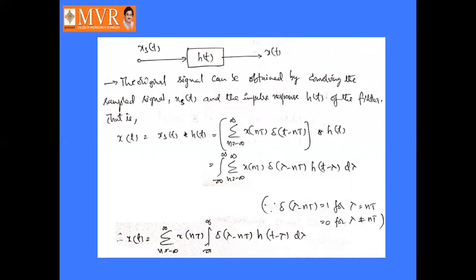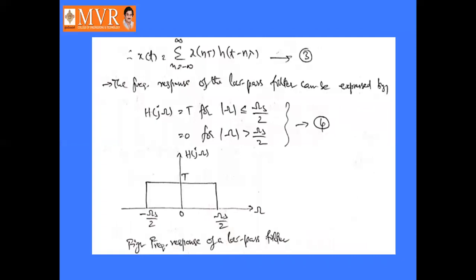Delta(t minus nT) is equal to 1 for t equal to nT and is 0 for t not equal to nT. Okay, we can write this as sigma n equal to minus infinity to infinity x(nT) into the integral, interchanging the order of summation and integration. So sigma n equal to minus infinity to infinity x(nT) into integral minus infinity to infinity delta(tau minus nT) into h(t minus tau) d tau. Okay, so that x(t) will become x(t) equal sigma n equal minus infinity to infinity x(nT) into h(t minus nT). That is equation number 3.